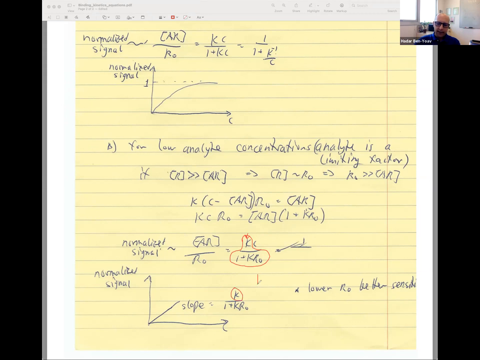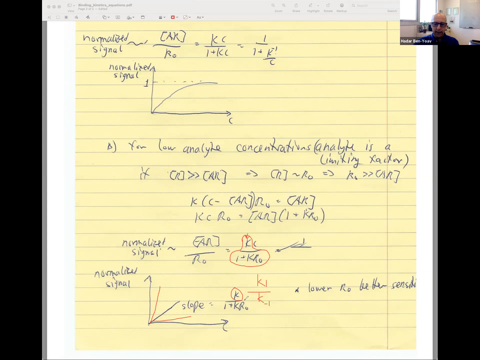K is K1 over K minus 1. So basically, we cannot affect K1 or K minus 1. Now, if we want to get a much more sensitive sensor, because the sensitivity is the slope. If we have a slope like this, it means that any small concentration change will cause a much bigger increase in the signal compared to a sensor that has this kind of slope, that is less sensitive. So we want to have the slope as big as possible.